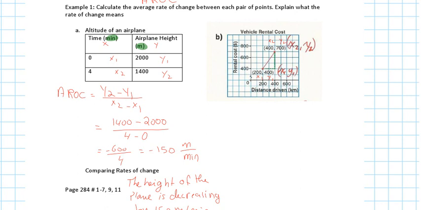All right. To find the average rate of change, I have to use the formula, and then plug in my numbers. 700 minus 400 divided by 400 minus 200. So that's going to be 300 over 200, which is 3 over 2, or 1.5.